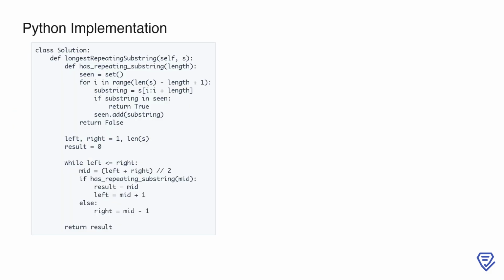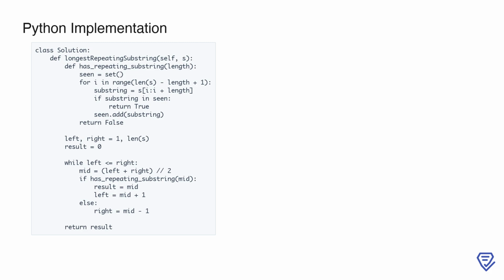This is a complete Python solution for LeetCode problem number 1062, longest repeating substring. The problem involves finding the longest substring within a string S that appears at least twice. To solve this efficiently, we use a binary search approach combined with a helper function to check for repeating substrings of a given length. The longest repeating substring function starts by defining a nested helper function, has_repeating_substring.